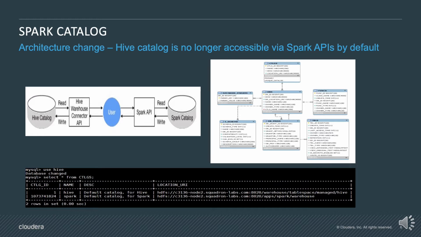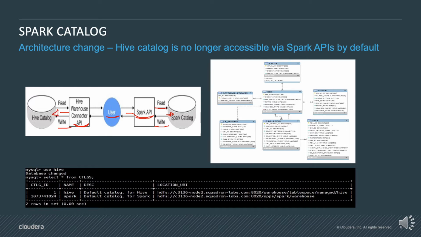So if a user uses the Spark API for either read or write, he will be accessing the Spark catalog. While if the same user uses the Hive Warehouse Connector API for either read or write access, he will be connecting to the Hive catalog.